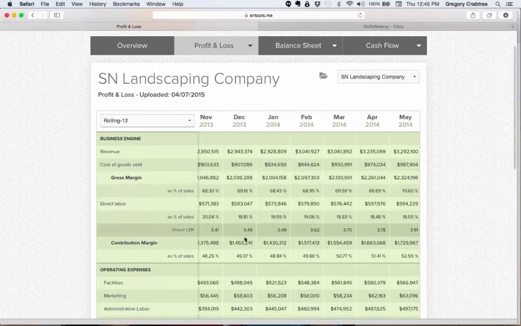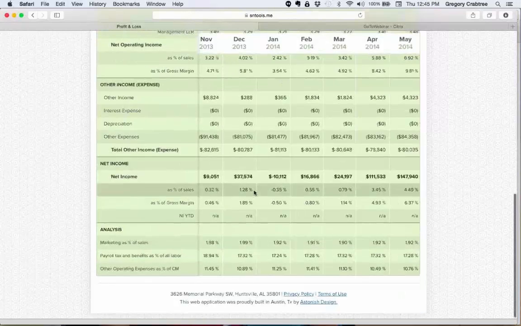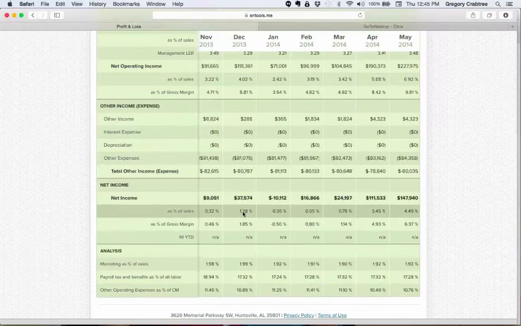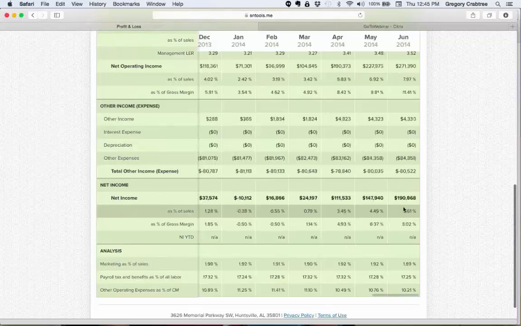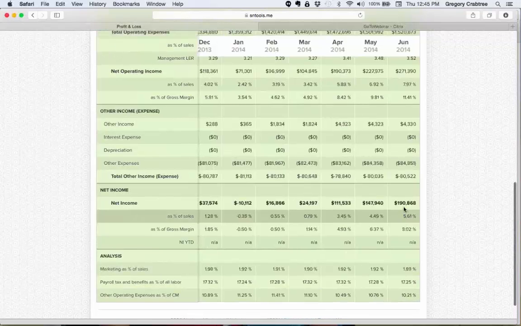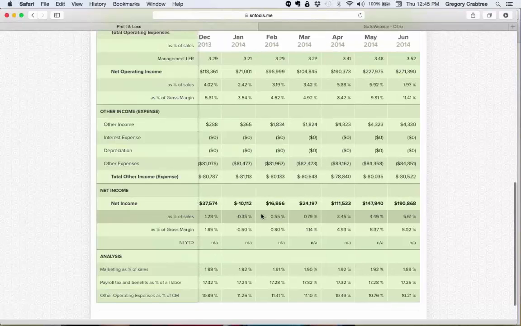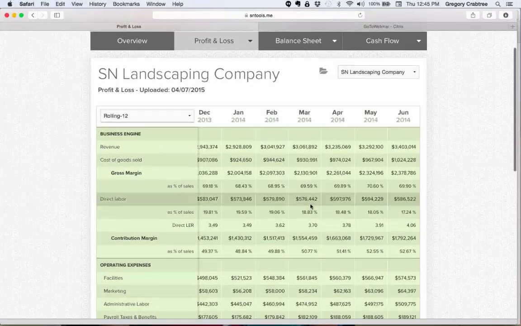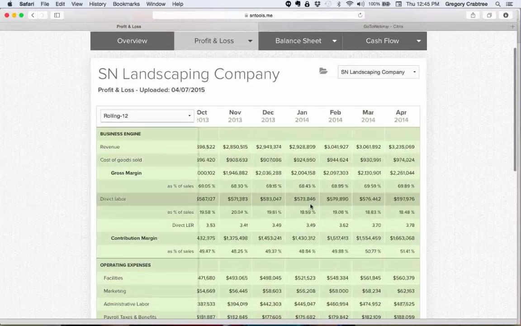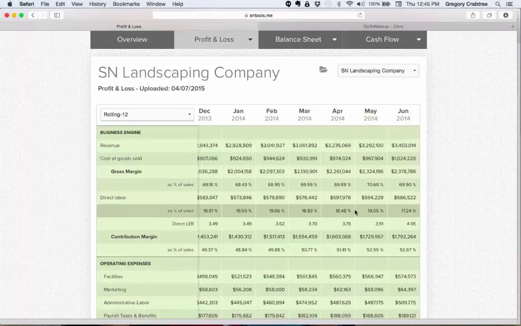So when you look at that December, they were only doing net income as a percent of sales of 1.28%, and they've been able to get all the way up to 5.6%. So they were able to climb out of being close to break even or zero just by improving while holding that direct labor constant. You can see that direct labor dollar amount has stayed roughly the same, but they're getting more gross margin dollars for every dollar of labor spent.